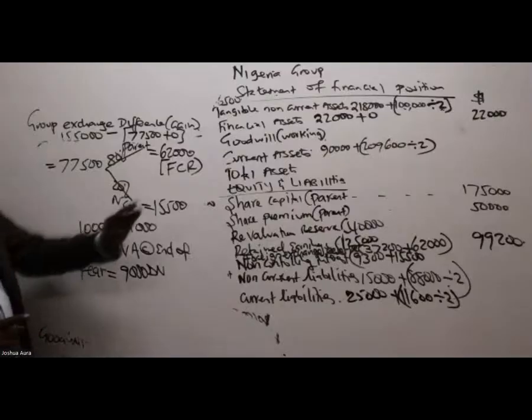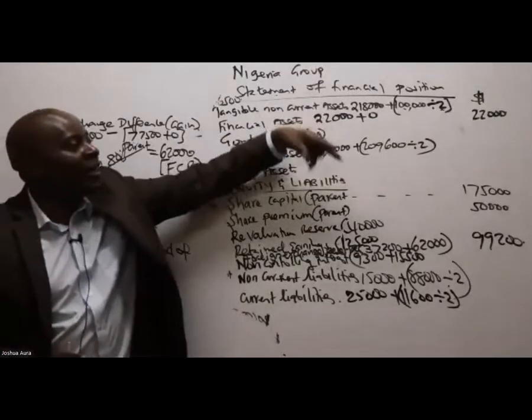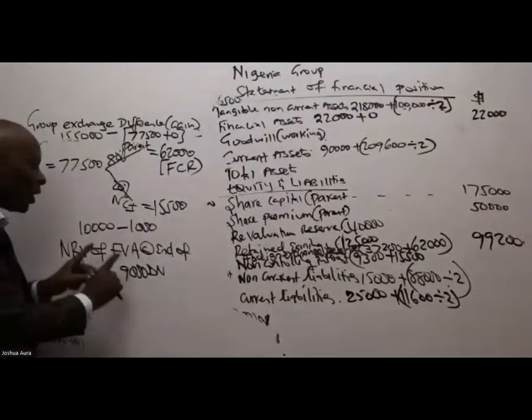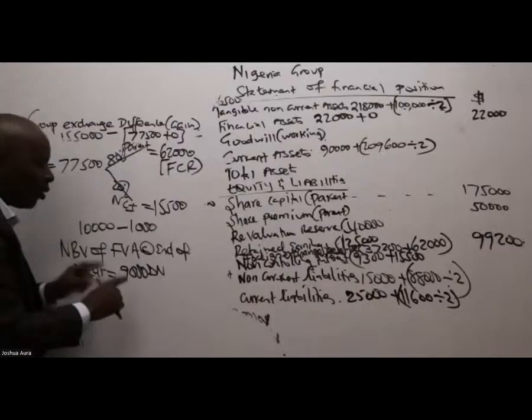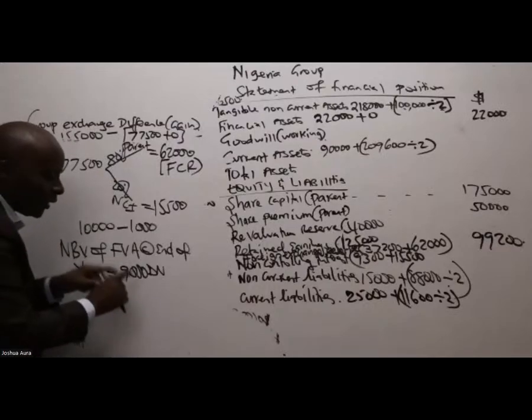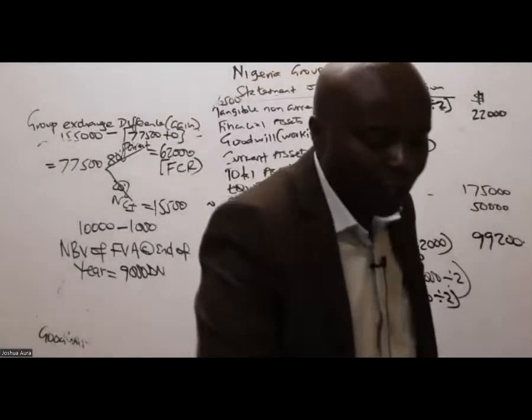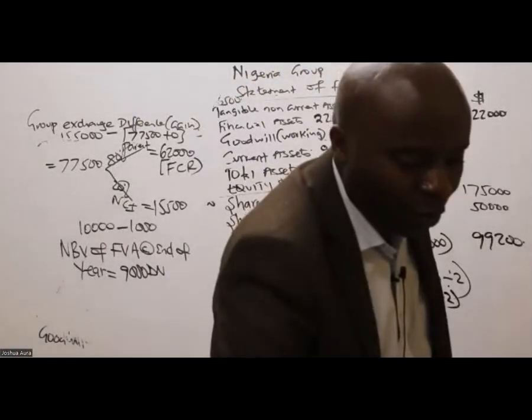But now remember the way things are, I'd already begun doing the retranslations. So can somebody tell me what rate should I use to retranslate this 9,000? Is it 2 or 4? Somebody now talk to me. Now you guys are becoming professionals.